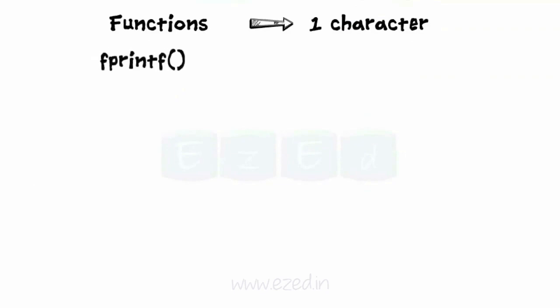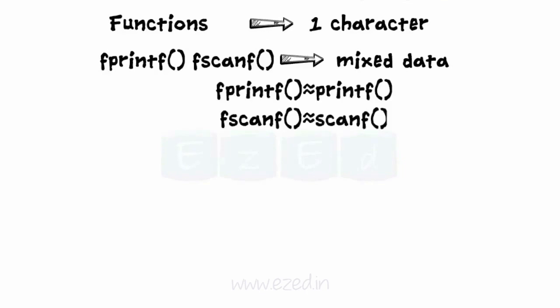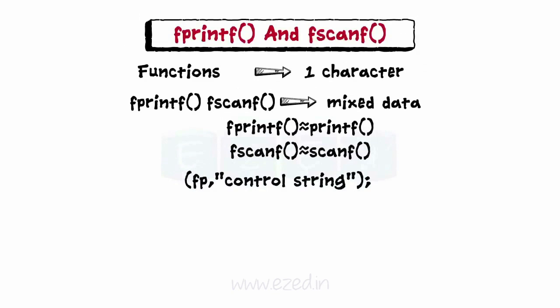Moving on to fprintf and fscanf functions. We have seen functions that can handle only one character at a time. Most compilers have fprintf and fscanf functions which allow us to handle mixed data. The functions fprintf and fscanf perform functions similar to printf and scanf functions. The first argument of these functions is the file pointer followed by the control string.